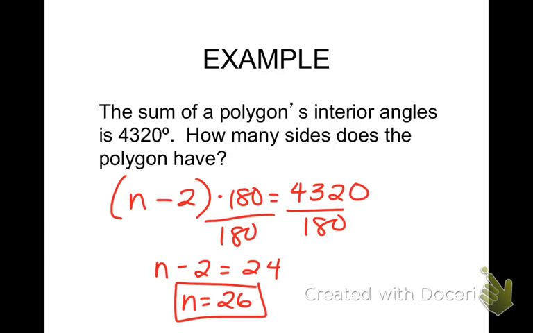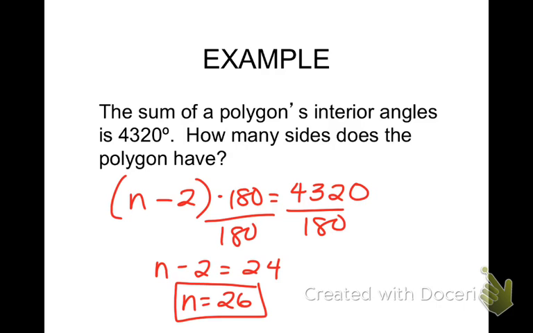If I wanted to find just the individual angle, what would I then do to that sum? If this was the sum of a 26-sided figure, and let's say that it's regular, meaning all the sides are the same, all the angles are the same, how could I get just an individual angle? So if I had 26 sides, that means I have how many angles? 26 angles. And if all 26 of them add up to 4,320, and all 26 of them are the same, what would I do to that 4,320?